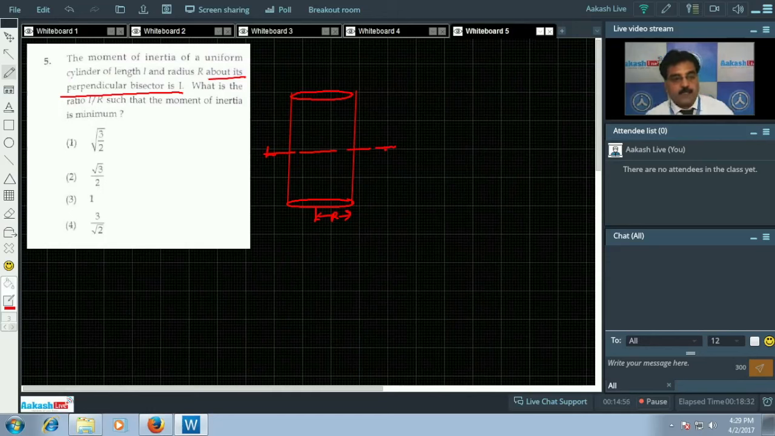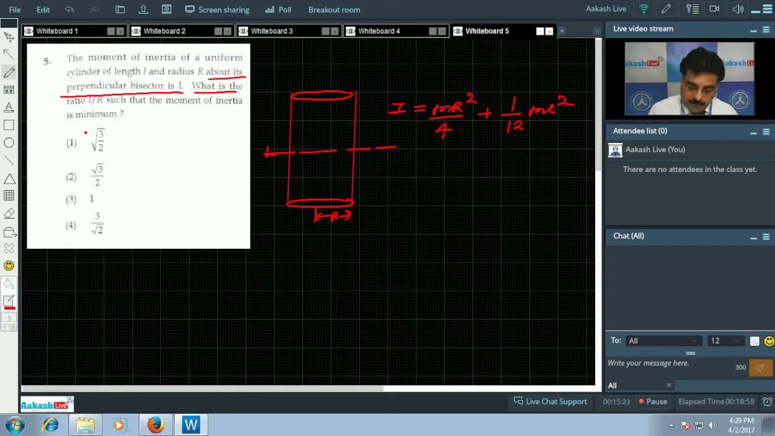But we know that, according to the condition of the given question, we can write the value of I. You all know I is equal to mr square by 4 plus 1 upon 12 mass of the cylinder and L square, right? But the question demands, or question says, find the ratio L by R such that the moment of inertia is minimum. This is the key point of the question.